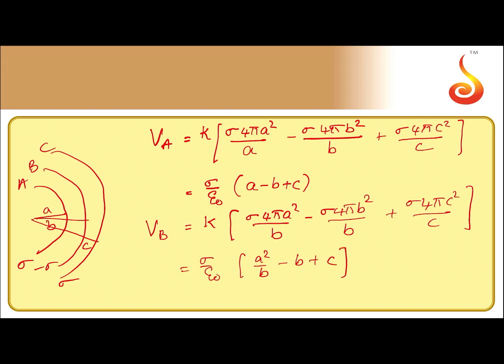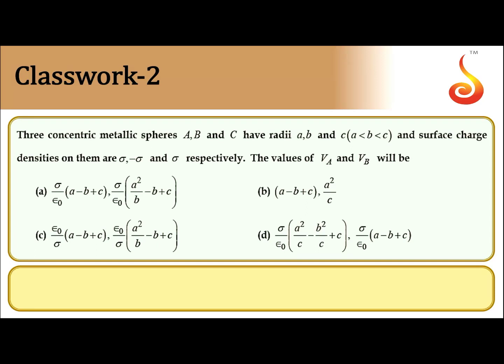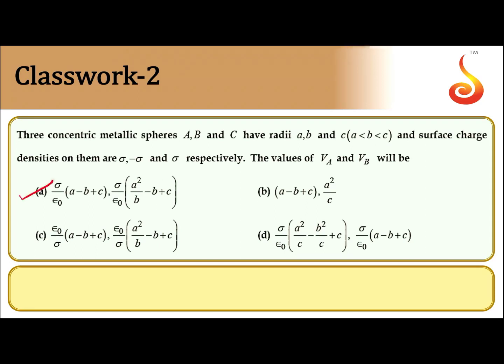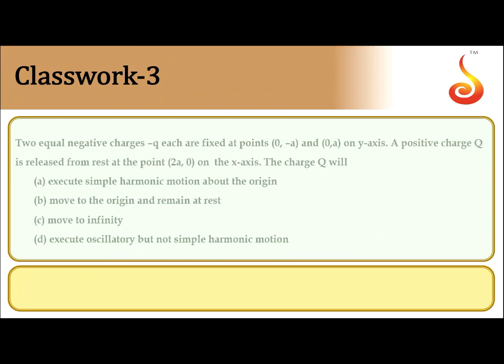So potential of the conductor A is sigma by epsilon naught into a minus b plus c. That of B is sigma by epsilon naught into a square by b minus b plus c. So what is our correct choice? A is our correct choice. Example 3.